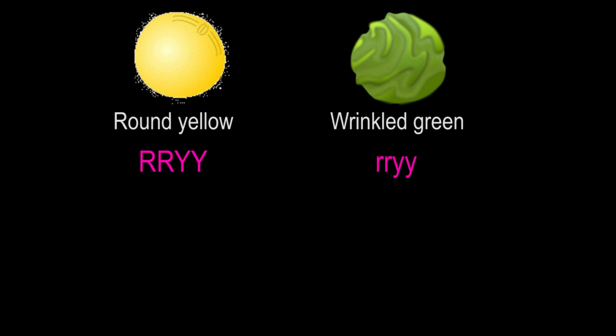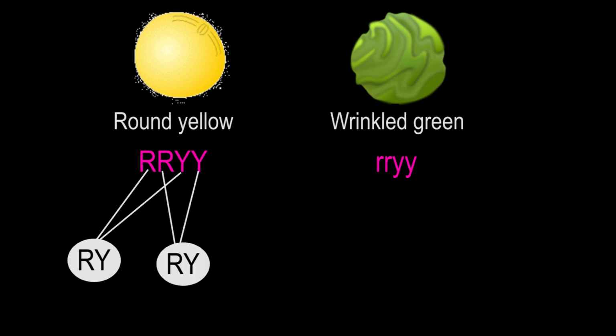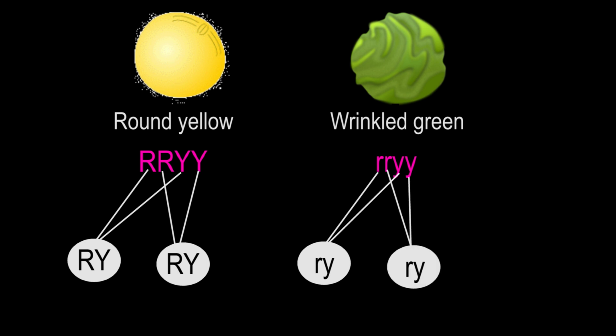Now, how were the gametes formed? We know that in gamete formation, one gene of color and one gene of shape will come. Let's see the combinations. In the round yellow, capital R will first combine with capital Y, so RY is the first gamete. In the second case, again capital R will combine with capital Y. So these two gametes were formed from the dominant homozygous parent. Now, what about wrinkled green? Small r will combine with small y, and then again small r will combine with small y. So these were the gametes formed. Only these combinations are possible here.